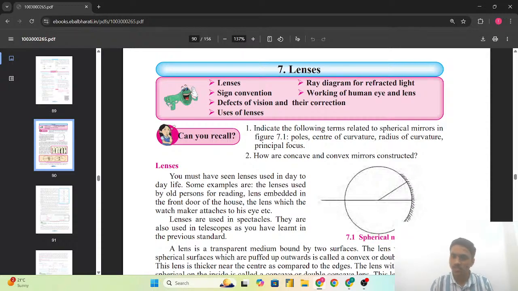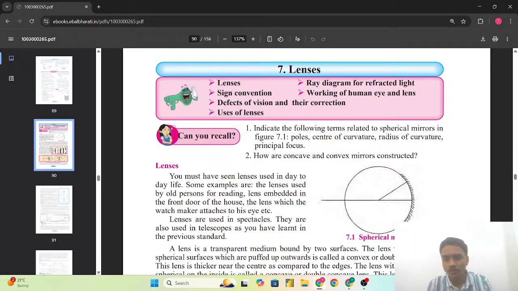Can you recall, indicate the following terms related to the spherical mirrors in the figure 7.1. Poles, center of curvature, radius of curvature, principal focus, etc. These are all the points which we have studied in class 9, that is the reflection of the light chapter.